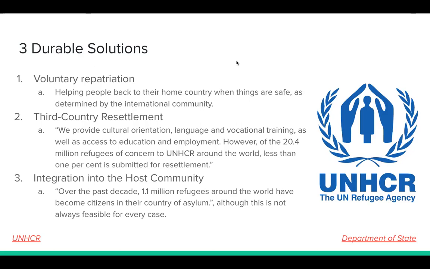And so third is the integration into the host community. So this is refugees who are able to then integrate into the country where their place of landing is, right? We had this originally in some of those Mediterranean countries, and I think they got too much of an influx. I shouldn't speak on that, I didn't actually research that. So yeah, over the past decade, over 1 million refugees around the world have become citizens in their country of first asylum. And again, that's not always feasible based on that particular country of asylum's situation and needs. It could change from year to year.